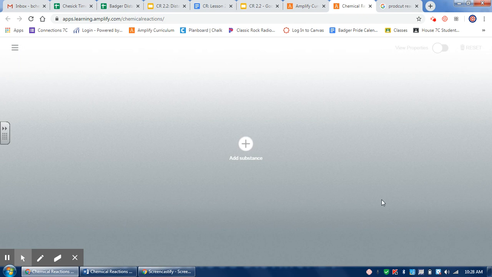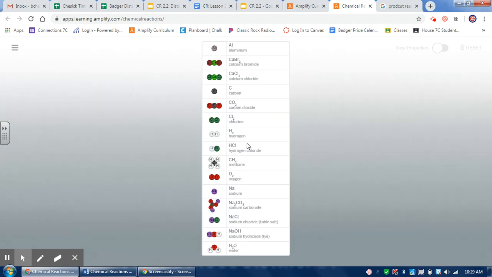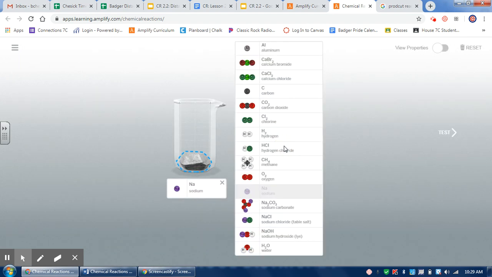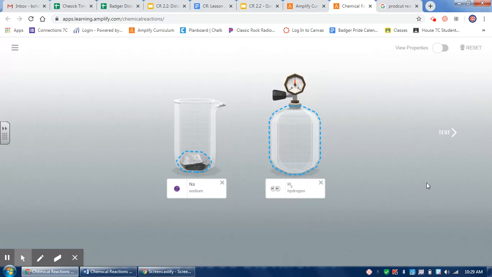Then what we need to look at is how are the atoms arranged? So what is the arrangement of atoms when we have a chemical reaction and when we don't have a chemical reaction happen between two substances? So I kind of worked this out before I did my video. I am going to put sodium in with hydrogen, and I'm going to test that.